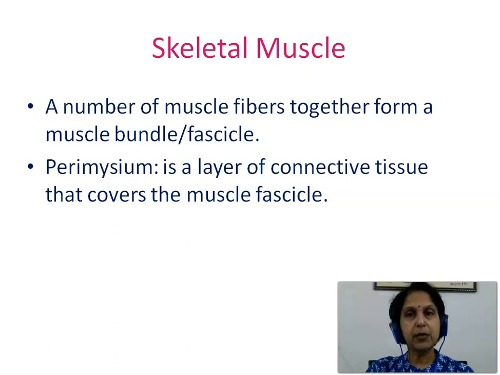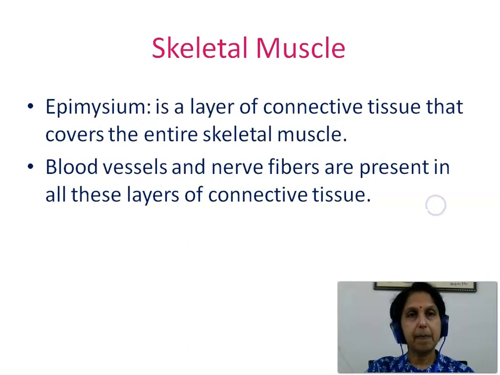Perimysium is a layer of connective tissue that covers the muscle fascicle. Epimysium is a layer of connective tissue that covers the entire skeletal muscle. Blood vessels and nerve fibers are present in all these layers of connective tissue.